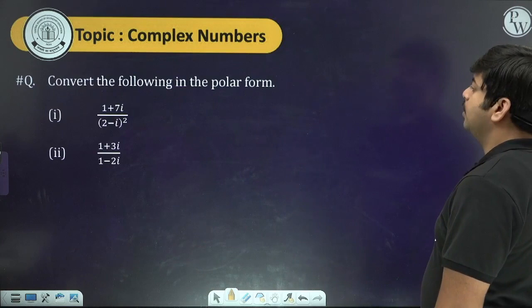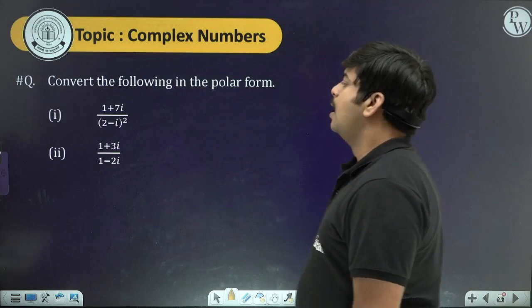Okay, so convert the following into polar form. Once again, we have (2 minus i) whole square. Let's try to do the first one. The second one will be your homework.